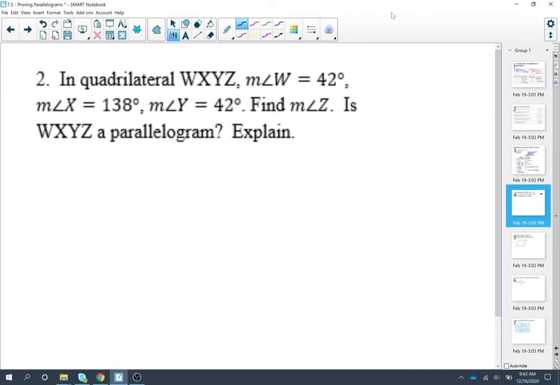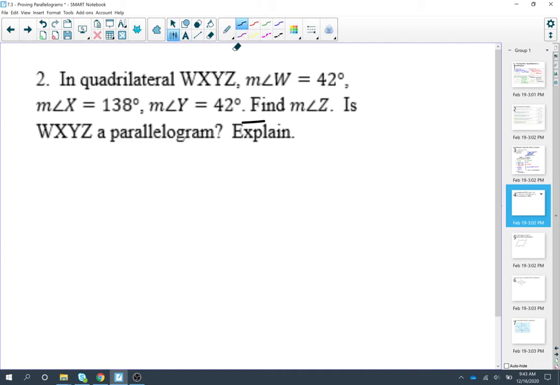Example 2. In quadrilateral WXYZ, the measure of angle W is 42 degrees, the measure of angle X is 138 degrees, the measure of angle Y is 42 degrees. Find the measure of angle Z. Is WXYZ a parallelogram? Explain.